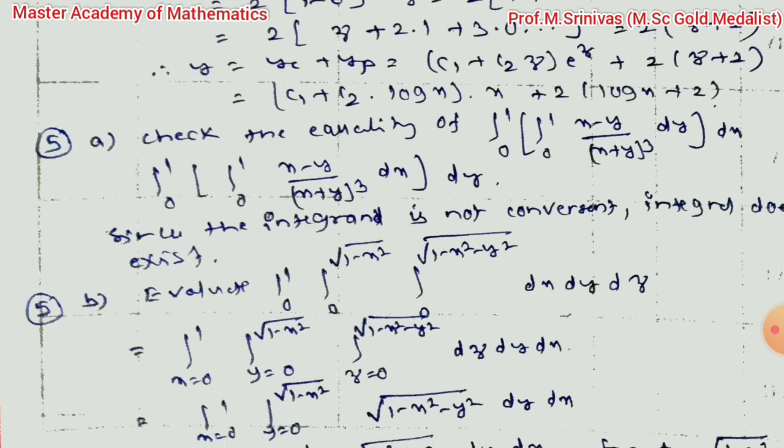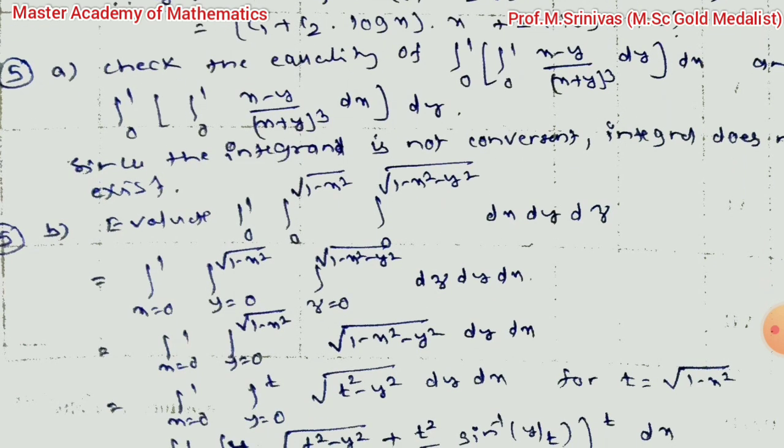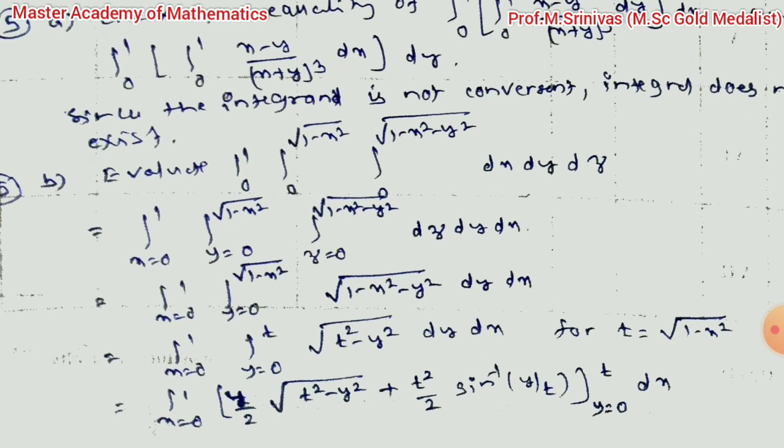Coming to fifth b bit, evaluate that triple integral, dx dy dz. Focus on those three integrations. Maximum variables are present in the third integration. It is nothing but x and y variables already there, so it belongs to the z integral, and the next one is the y integral. The first one is the x integral. So one by one, you do the integration.